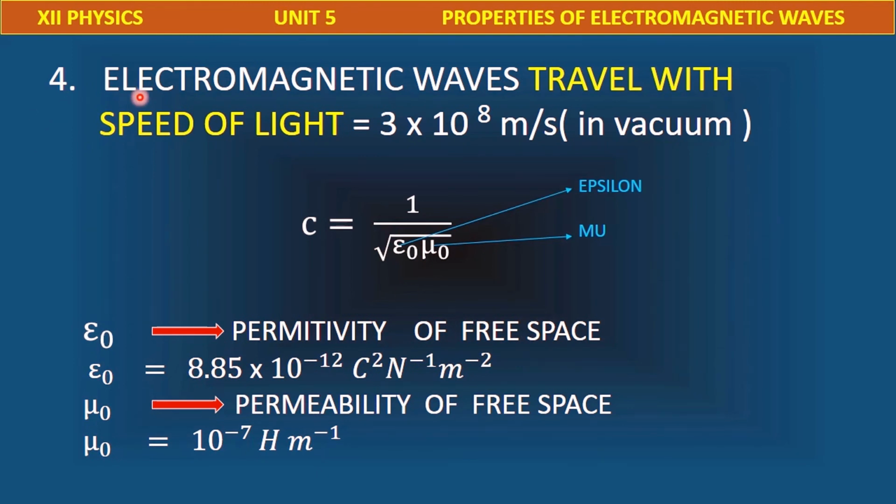Fourth point, the electromagnetic waves travel with speed of light. That is equal to 3 into 10 to the power of 8 meter per second in vacuum. So the speed of light is given by c is equal to 1 divided by square root of epsilon naught mu naught. Epsilon naught is the permittivity of free space and mu naught is the permeability of free space. You know the value of these epsilon naught and mu naught from previous lessons.